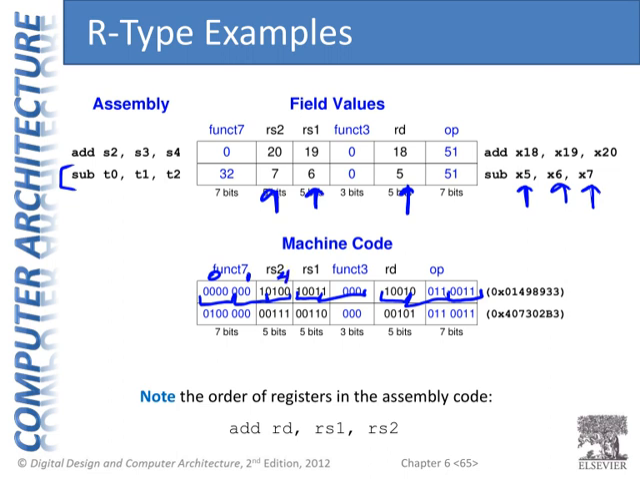And so we gather groups of 4 here starting at the right, and here we have 0, 1, 4, 9, 8, 9, 3, 3. So here's our 32-bit representation of this add instruction, add S2, S3, S4. And we do the same thing for the subtract instruction as well. So again, note the order of the registers in the assembly code differs from the order in the machine code.